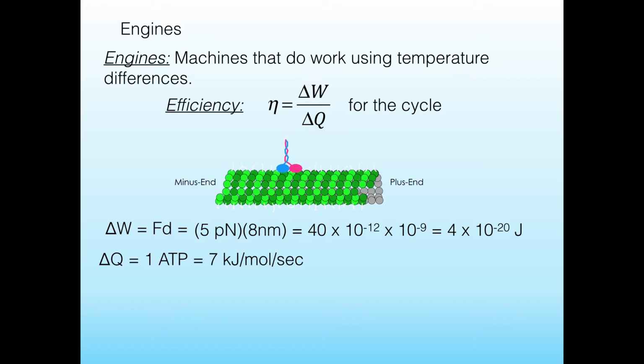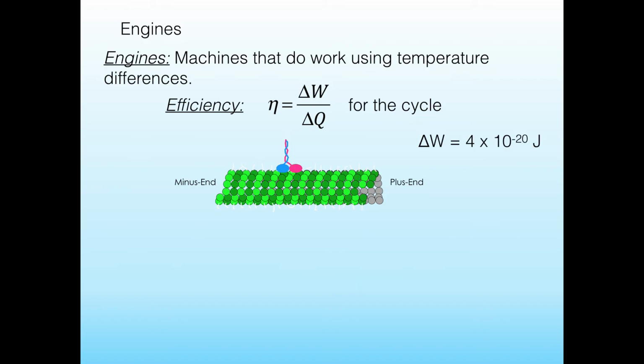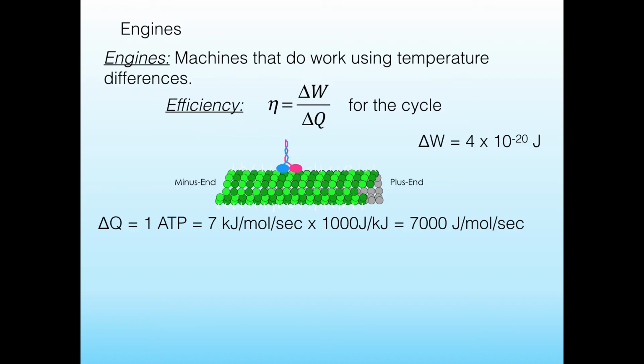This has got funky units. It's got moles and it's got seconds in it. So we need to make some reasonable estimates to get rid of some of these weird units. So let's focus on that. We've put our delta W away. We get 4 times 10 to the minus 20 joules for that. We just put that to the side. Let's just think about this delta Q. First, we're going to get away from the kilojoules and put it into joules. It's 7,000 joules per mole per second.